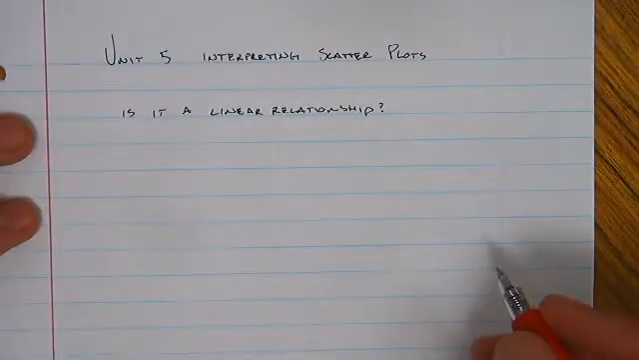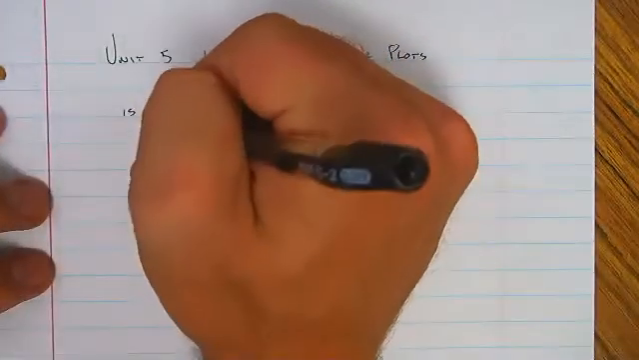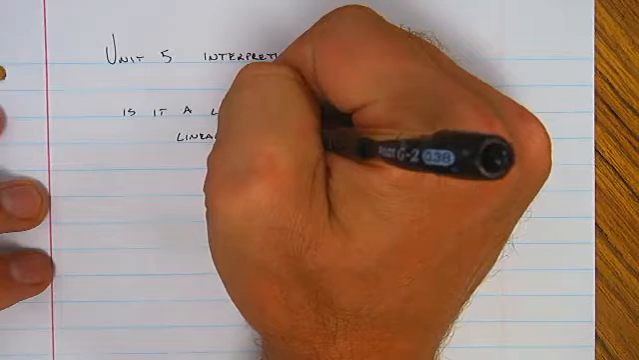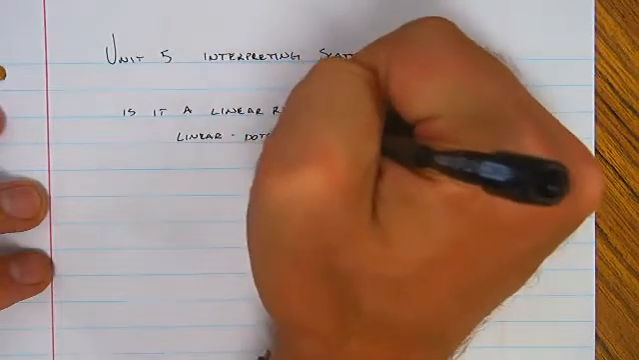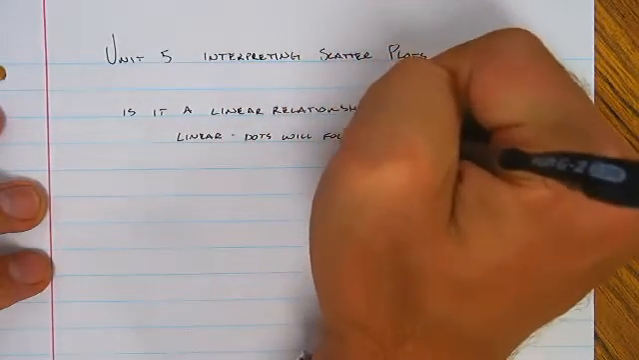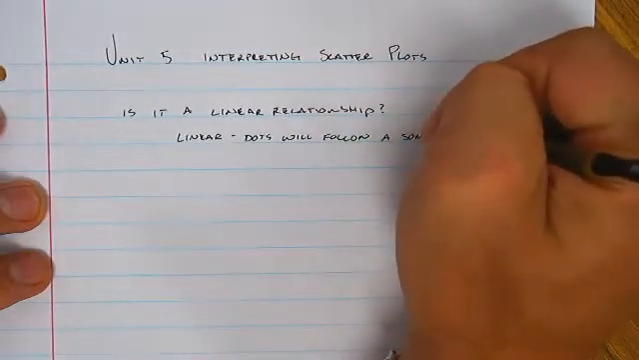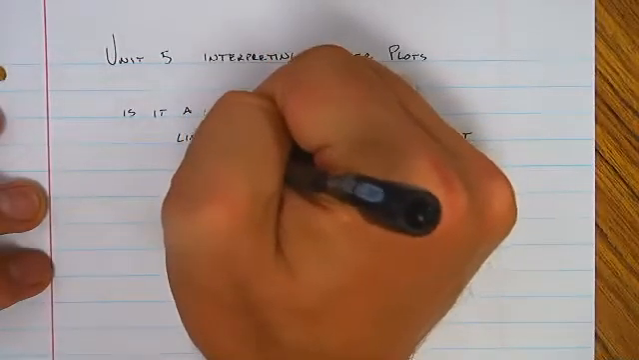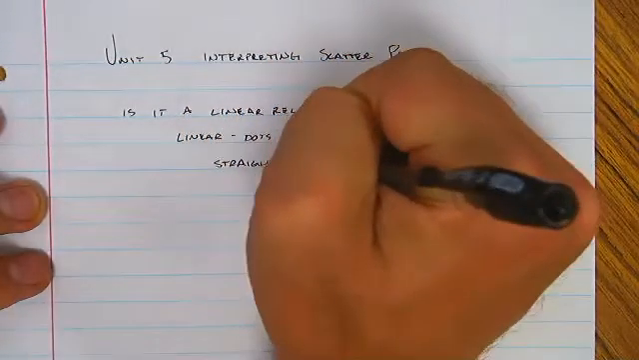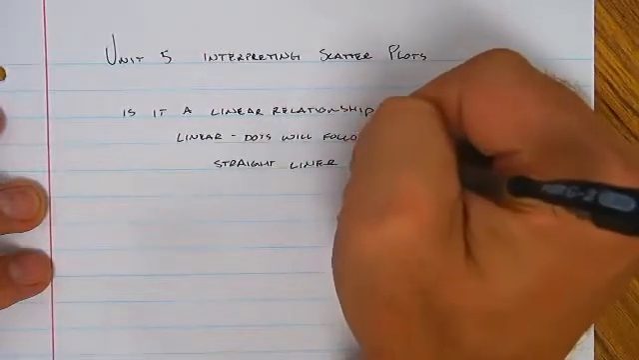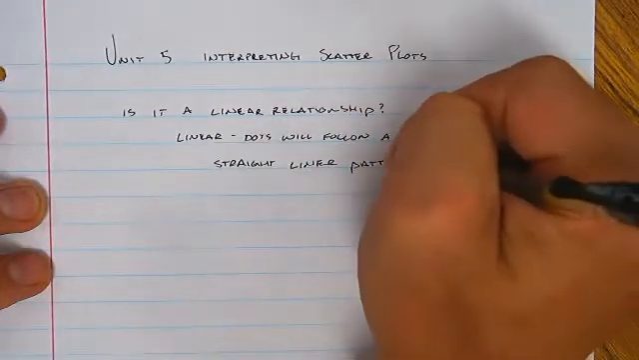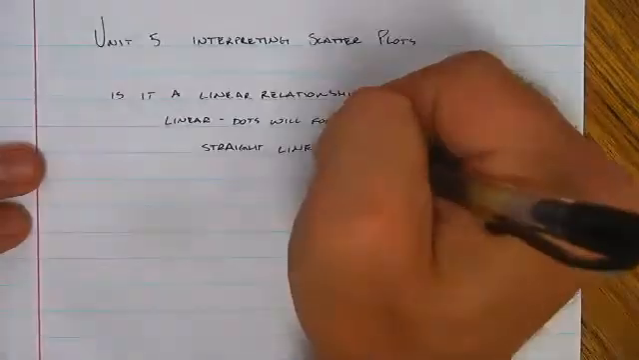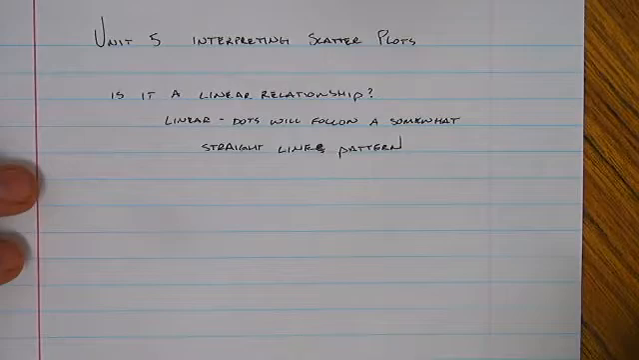So the two terms you're going to use here, obviously, is it linear, which the dots will follow a somewhat straight line pattern. If that's the case, we can call it a linear relationship. We're looking for that straight line pattern. Not straight liner, just straight line.